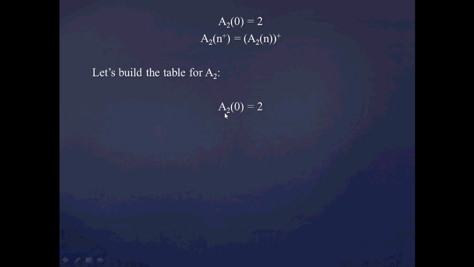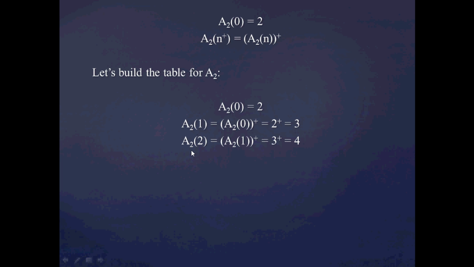So we start with this, that a2 of 0 is equal to 2. That's just because we want 2 plus 0 to be equal to 2. So now we have a2 of 1, which we're going to interpret as 2 plus 1. By the recursive relation, a2 of 1 is going to be the successor of a2 of 0. We know what a2 of 0 is, it's 2. So this is going to be the successor of 2, which is 3.